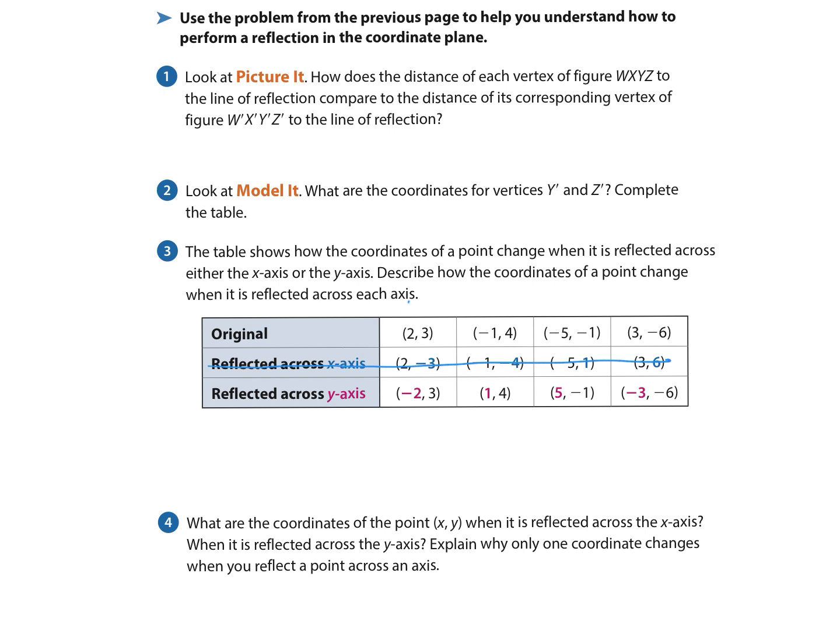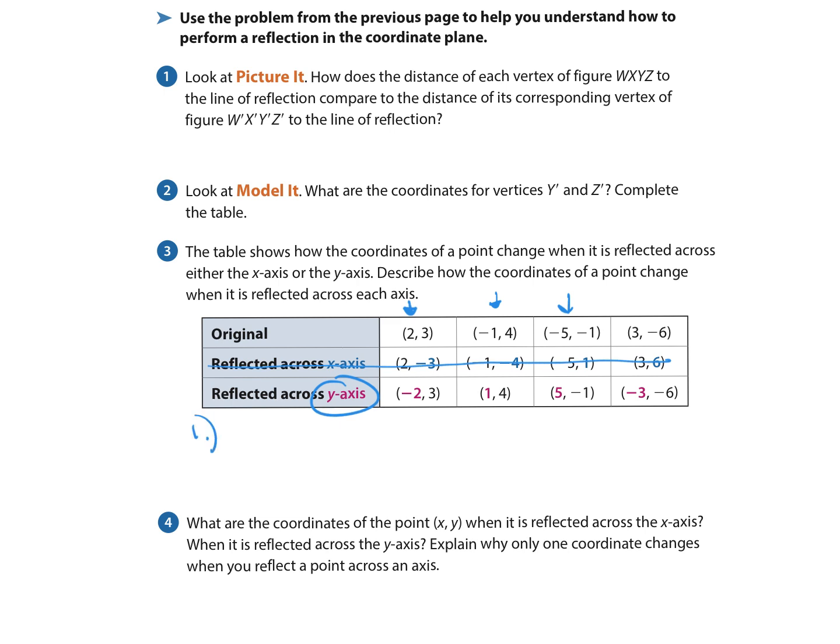So we have our original, our pre-image. The point is at (2, 3). When we reflect across y, it becomes (-2, 3). Then we have (-1, 4). When we reflect across y, it becomes (1, 4). Same here. (-5, -1) becomes (5, -1).